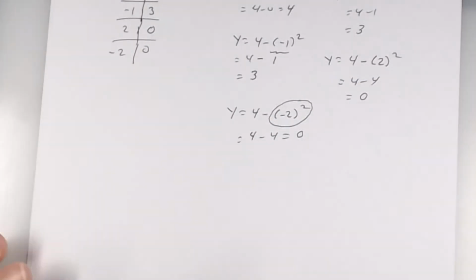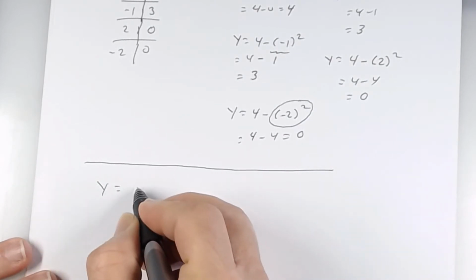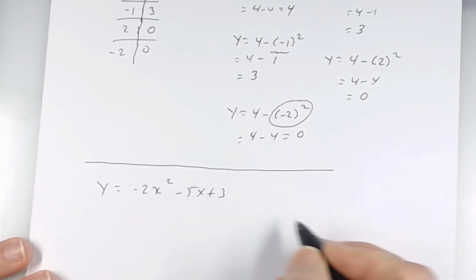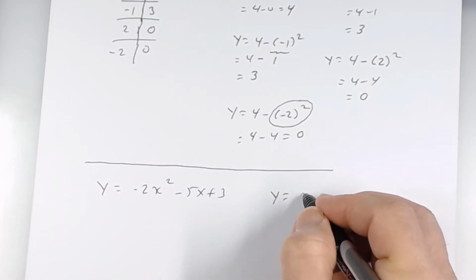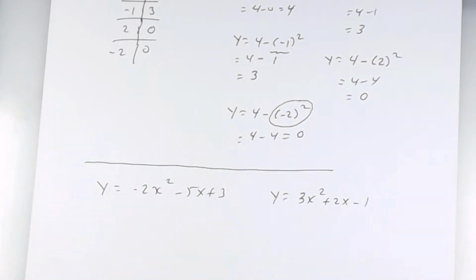So what's going to happen when we get into that chapter is you're going to have y equal negative 2x squared minus 5x plus 3. You're going to have y equal something like, let's say, 3x squared plus 2x minus 1. So you're going to have to graph these quadratic functions. Now notice those look a lot more complicated than what we just did, right? And they are. But there are some formulas that can help you when we get to that part.